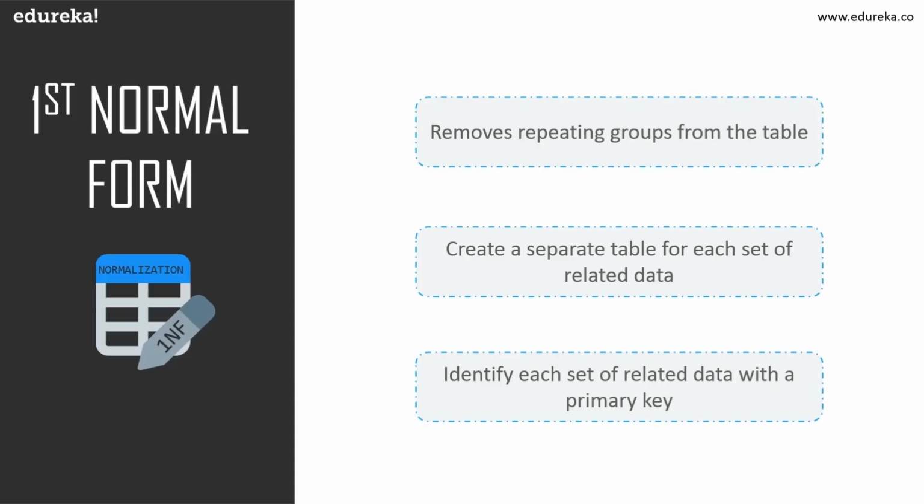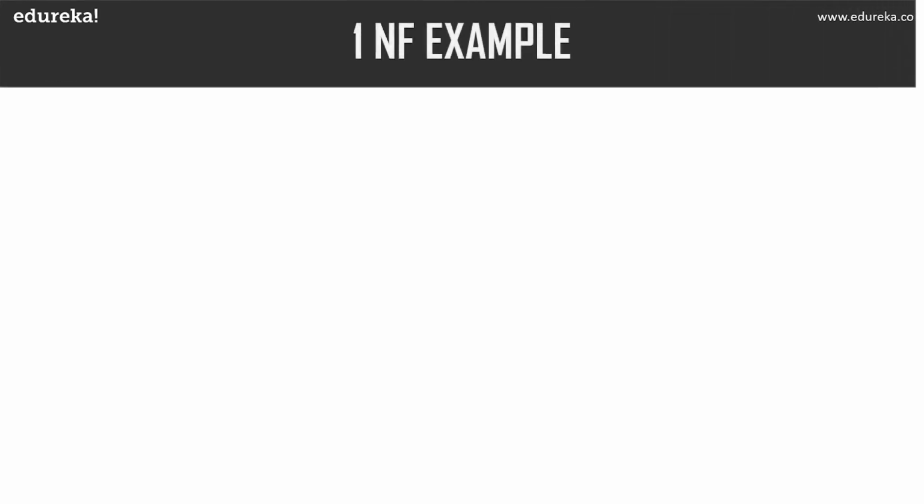So the following functions will be performed in first normal form. The first one is it removes repeating groups from the table. Next, it creates a separate table for each set of related data. And finally, it identifies each set of related data with a primary key. To understand this in a better way, let's look at the given table.